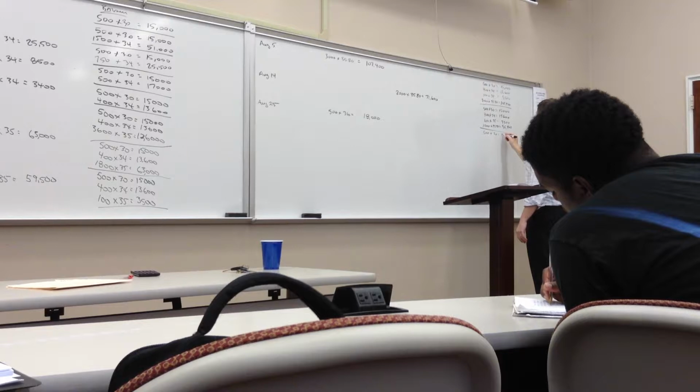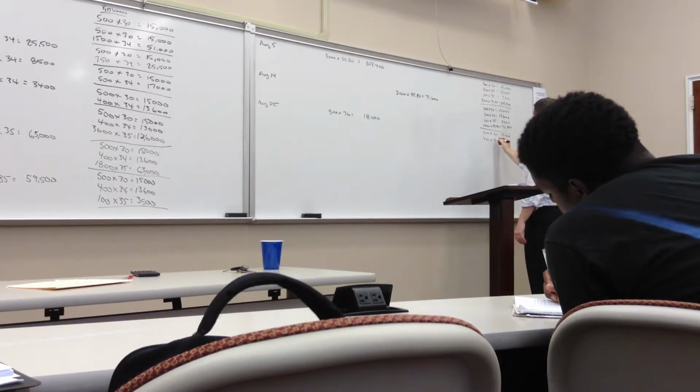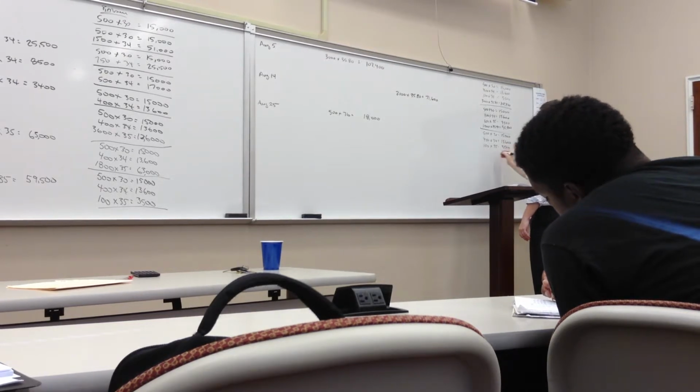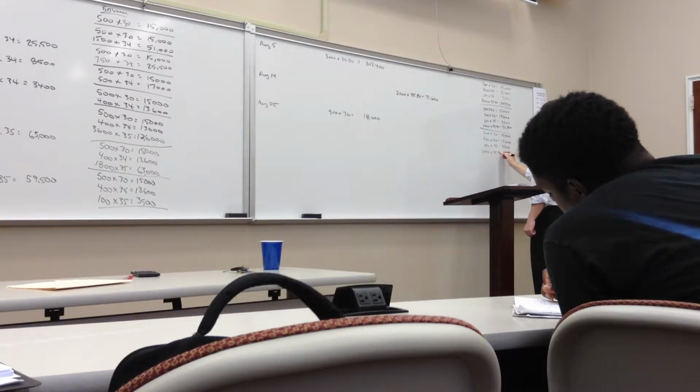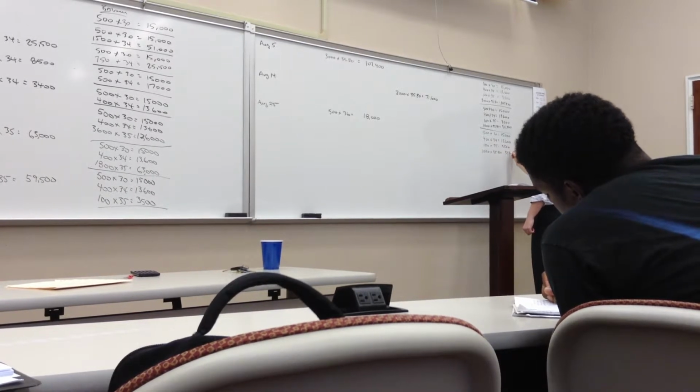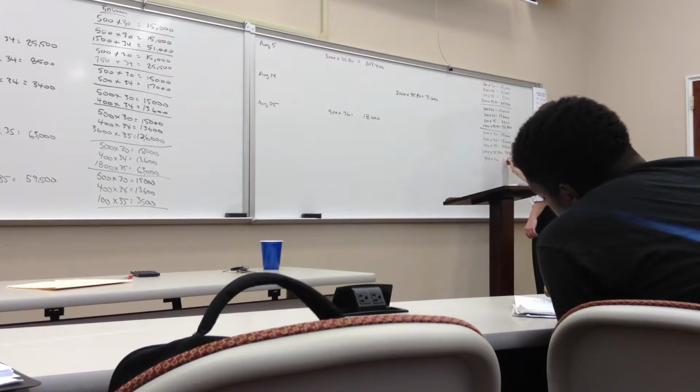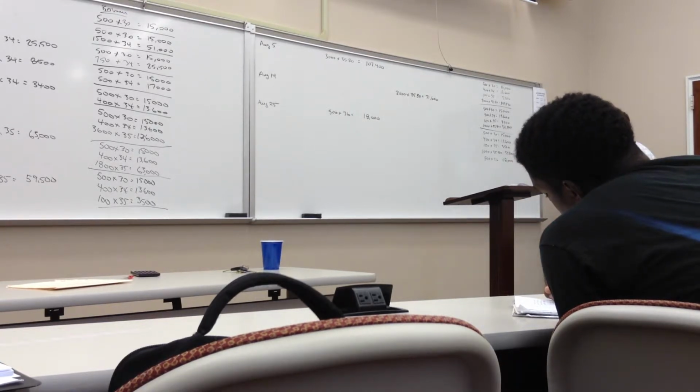500 times 30 is 15,000. 400 times 34 is 13,600. 100 times 35 is 3,500. I still have 1,000 at 35.80, which is 35,800. And now I have an additional 500 at 36. They cost me 18,000.